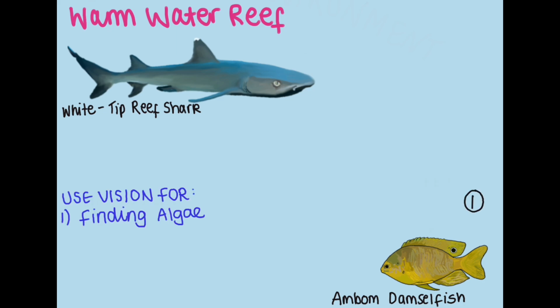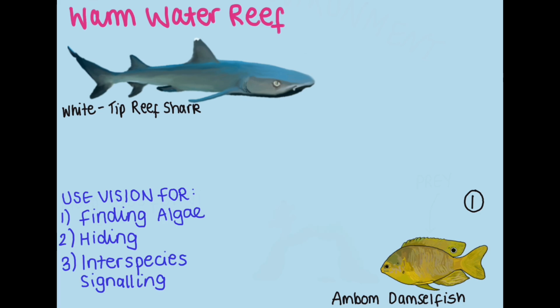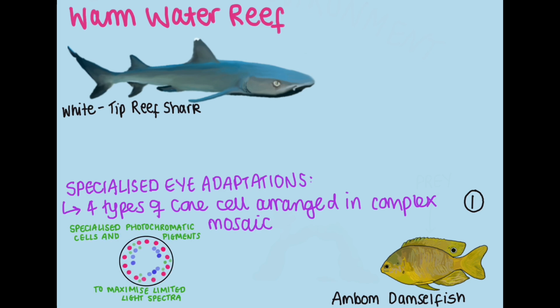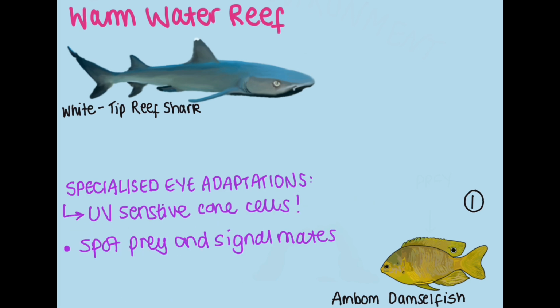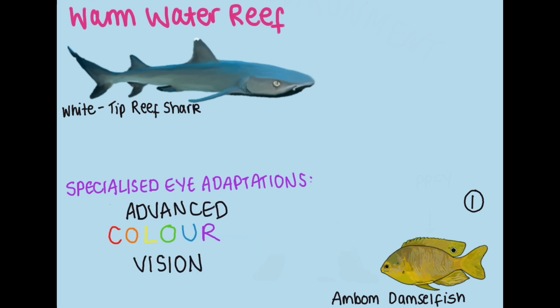Prey fish, like the Ambon damselfish, use vision to find green algae on contrasting coral colours, to hide from predators, and for interspecies signalling. They utilise specialised cone cells arranged in a complex mosaic for a greater range of photochromatic pigments for advanced colour vision.